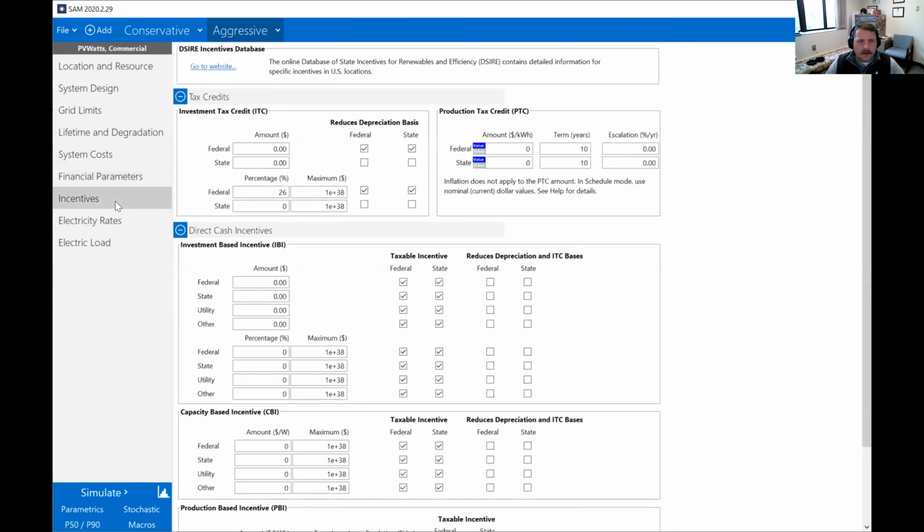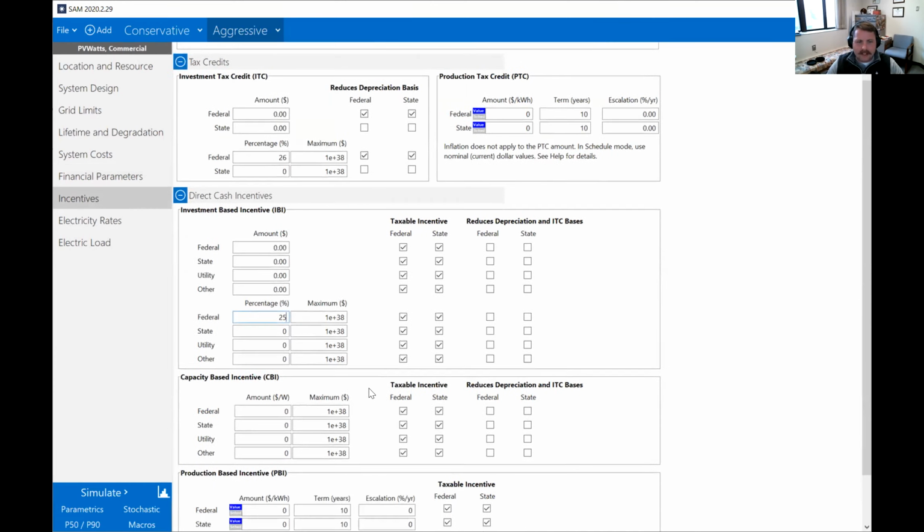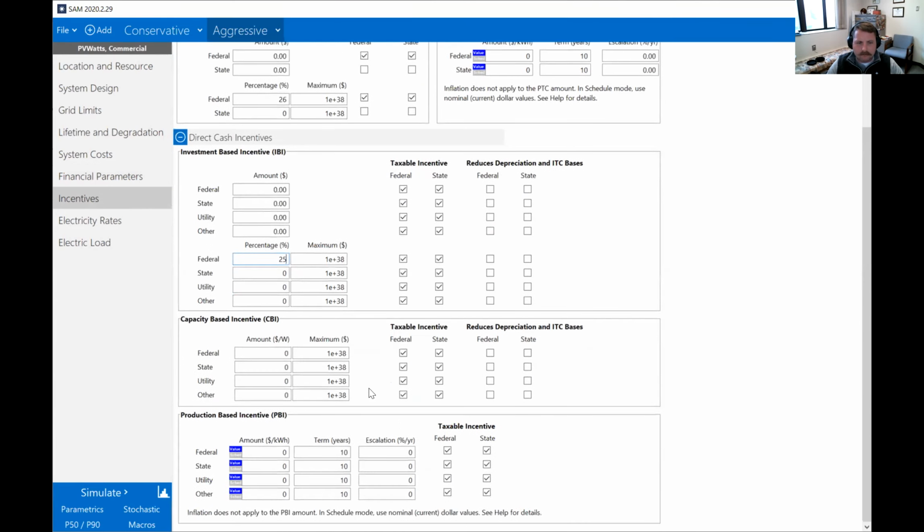So I'm going to go to my incentives, and we're going to say, hey, look, I'm an installer, and I'm going to tell you that we're going to get this REAP grant. I'm going to fill out the paperwork for you, and we're going to get that thing. And that's 25% from the federal. We're in Ohio, and we know that we are going to get some.